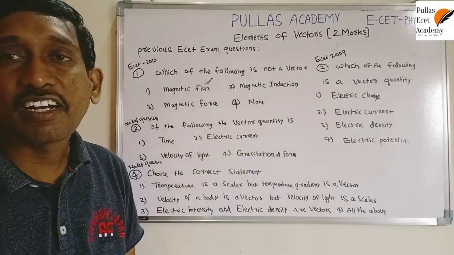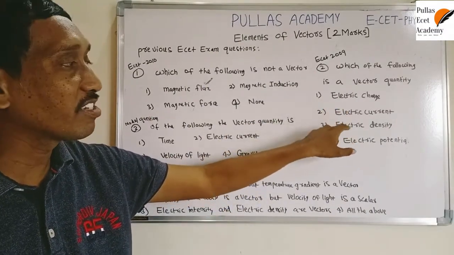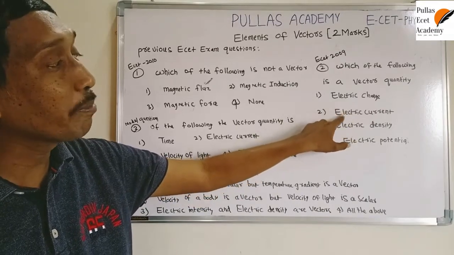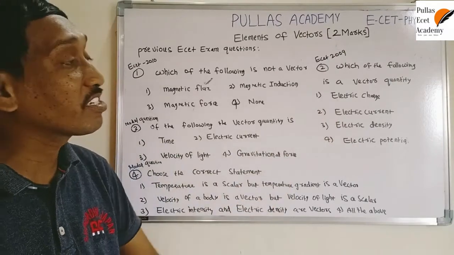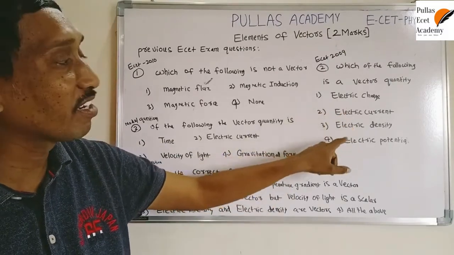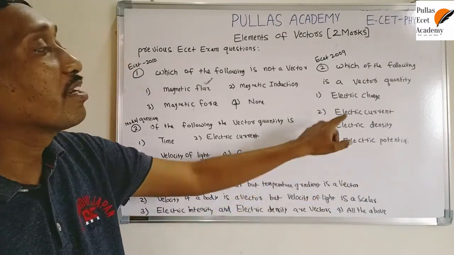Next, electric current is a scalar. Why is it a scalar? It has both magnitude and direction, but it does not obey the laws of vector addition. Here maximum students are confused, but electric current has both magnitude and direction, but it does not obey the laws of vector addition. That's why electric current is considered as a scalar, not a vector. That's why it is not correct.